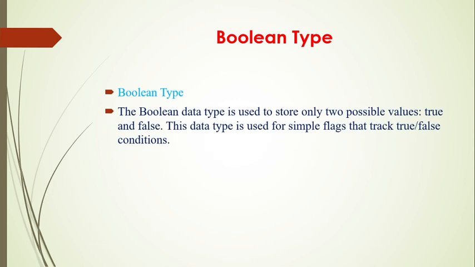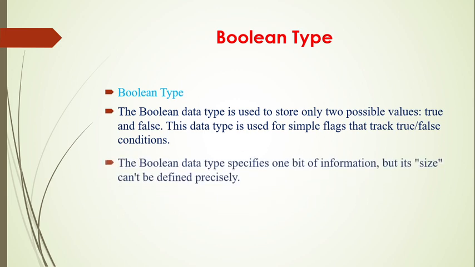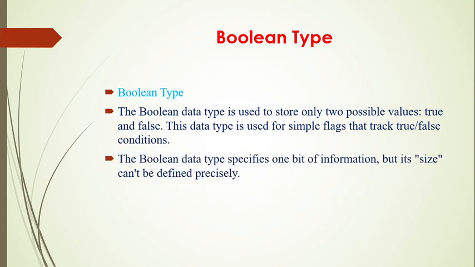Next, let's discuss the boolean type. The boolean data type is used to store only two possible values, either true or false. This data type is used for simple flags that track true-false conditions. The boolean data type specifies one bit of information, but its size can't be defined precisely. For example, boolean one equals false, and the default value of the boolean type is false.